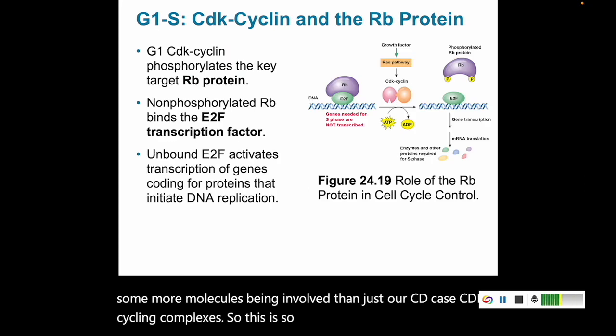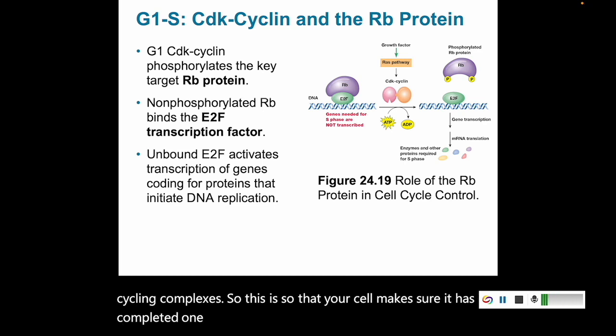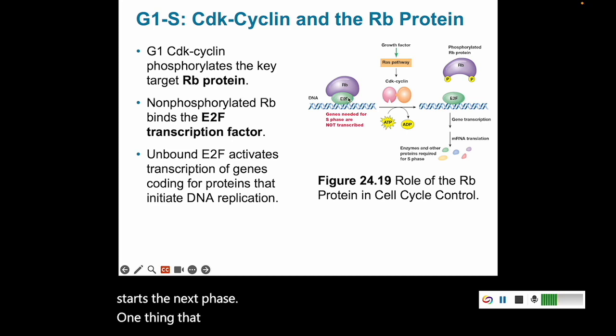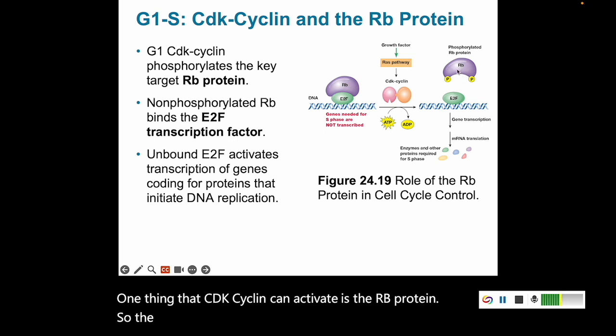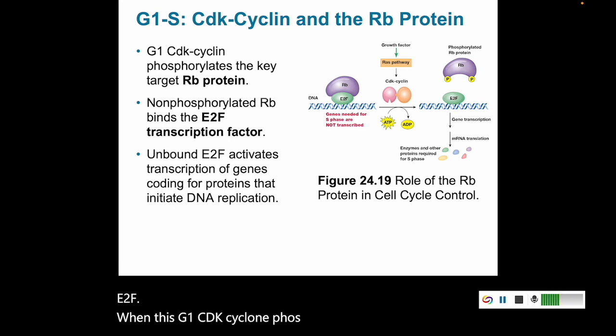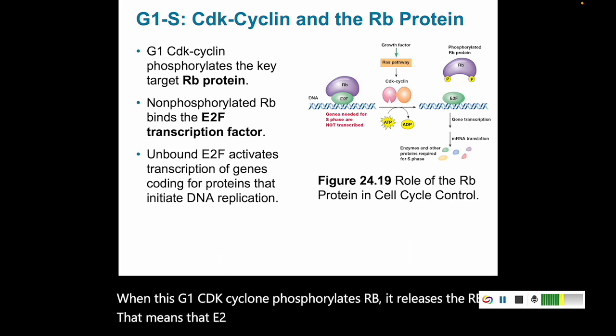One thing that Cdk-cyclin can activate is the RB protein. So the G1 Cdk-cyclin is able to phosphorylate its target RB. When RB is not phosphorylated, it is bound to the transcription factor E2F. But when this G1 Cdk-cyclin phosphorylates RB, it releases E2F. That means that E2F is left by itself to do what it really wants to do. And what it really wants to do is transcribe genes.